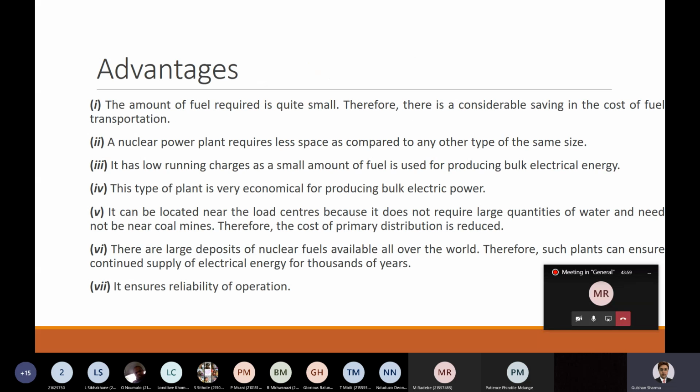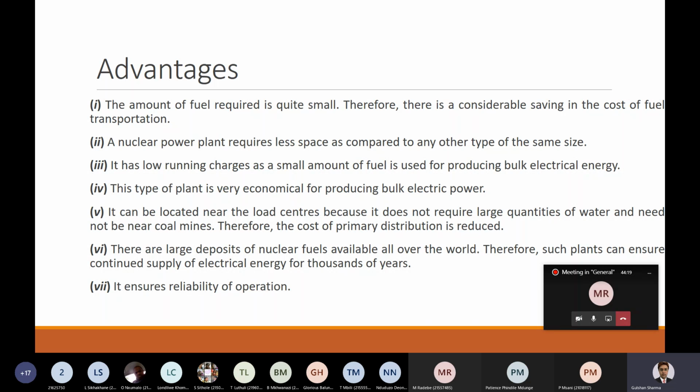So now we are starting with the nuclear power plant. The first thing is that, as we have seen, in the thermal power plant our fuel is coal, and in the hydropower plant the fuel used for generation of electrical energy is water.